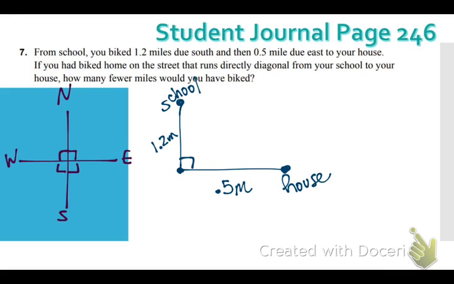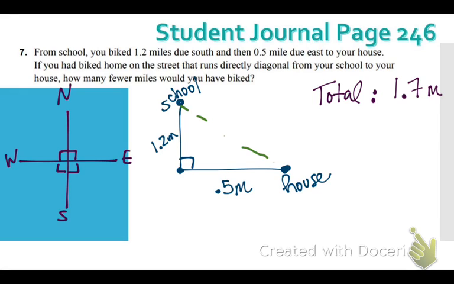If you biked home on the street that runs diagonal from your school to your house, how many fewer miles would you have biked? So this is not only a question of finding how far your school is from your house, but you need to do another step as well. How many did we totally bike right now? What's 1.2 plus 0.5? 1.7. So we biked 1.7 miles.